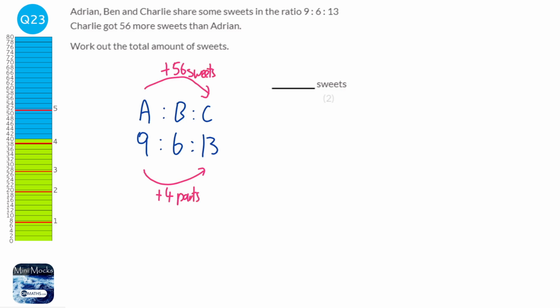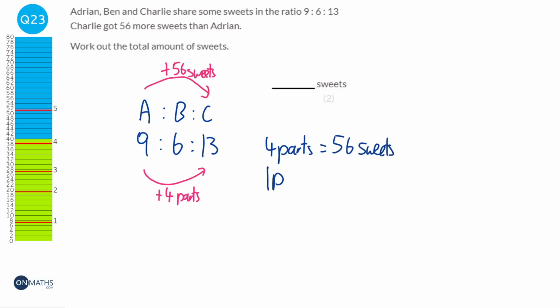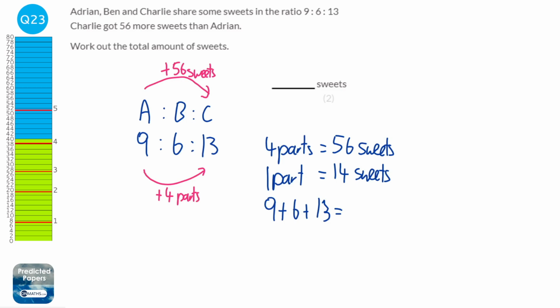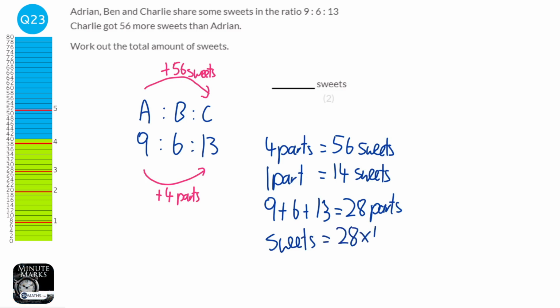So the 4 extra parts are worth 56 sweets. So 4 parts are worth 56 sweets. So 1 part would be 56 divided by 4, which is 14 sweets. So all we need to do now is work out how many parts there are. Well, there are 9 plus 6 plus 13 parts, which is 28. And each part is worth 14 sweets. So the total number of sweets will be 28 times 14. So 28 times 14 is 392.